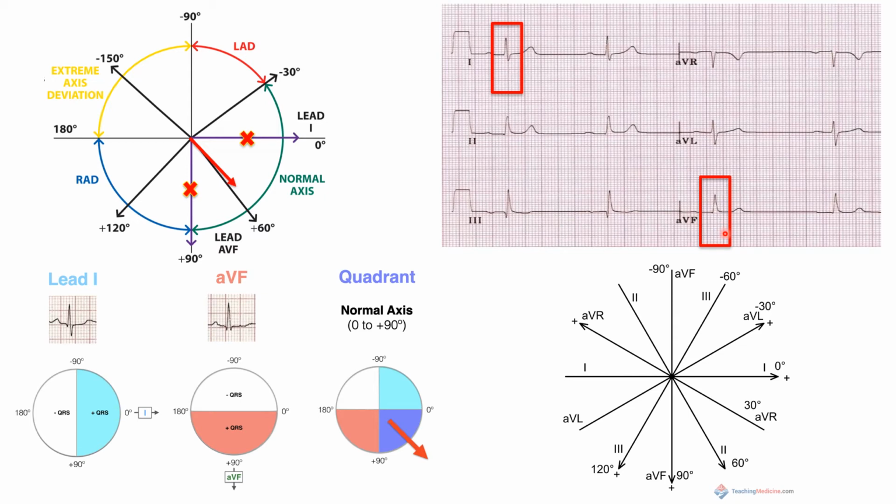Now, can you look at other leads other than 1 and AVF? Yes, you can. But this is just one method of figuring out the mean electrical axis, by looking at lead 1 and lead AVF. If you take a look at lead number 1, let's go ahead and take a look at it together.